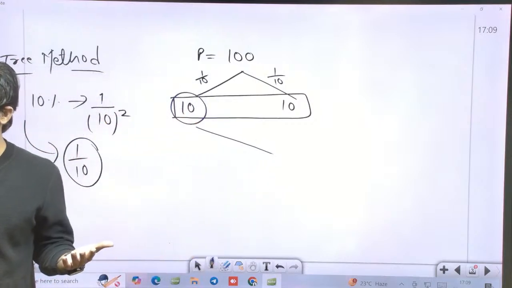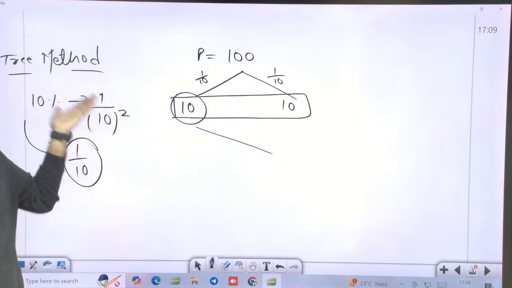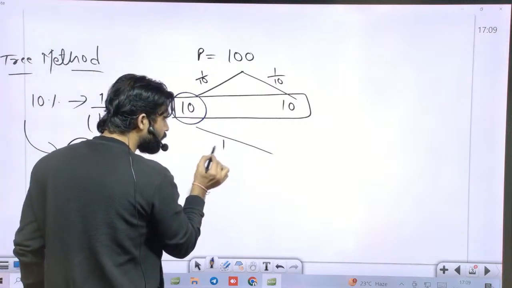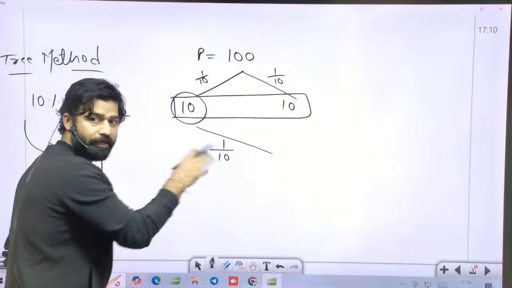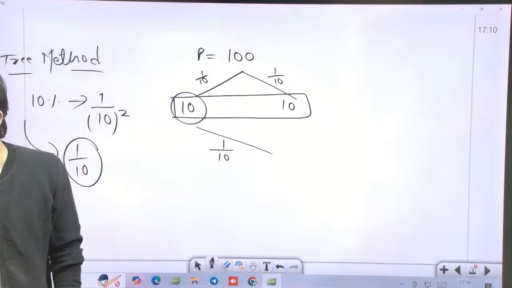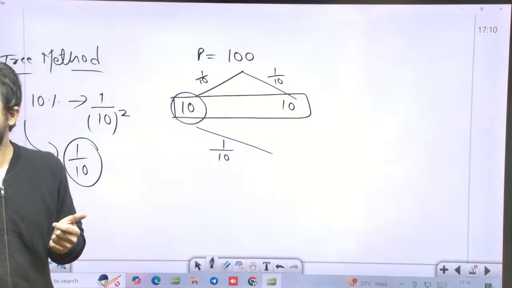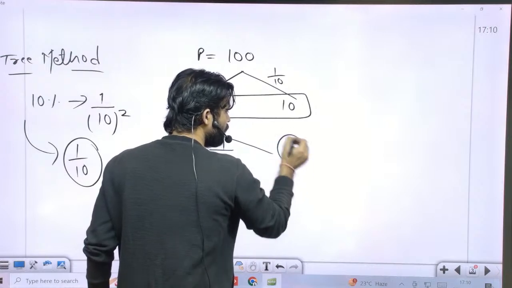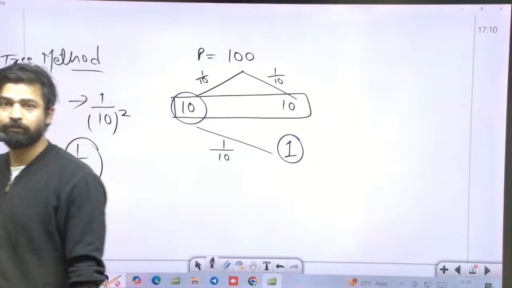Isn't it? And at what rate? The rate is given that 10%. So we have to collect the interest on this interest also, and that will be collected at 1 by 10 part or 10%. So what is 1 by 10 of 10? 1. Very good. Any problem in this?